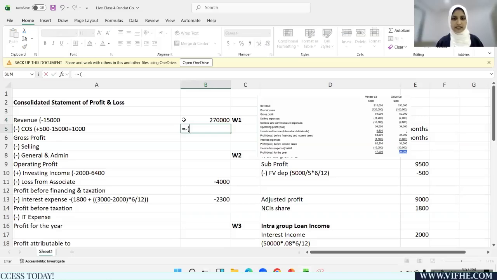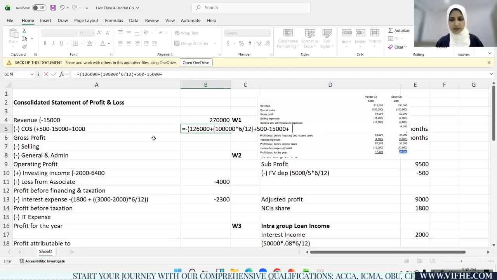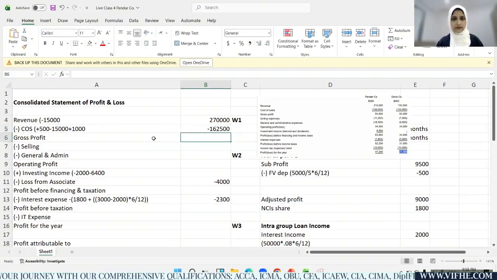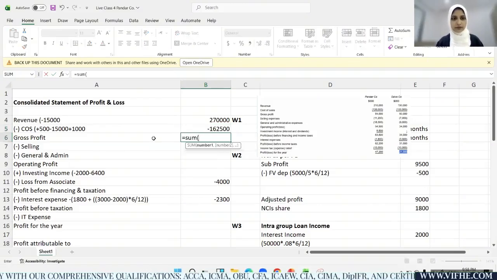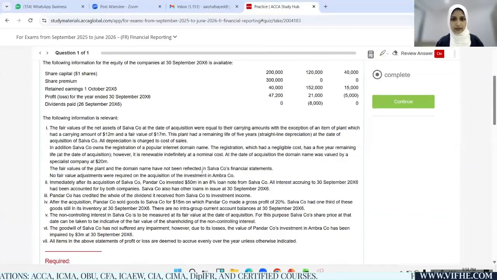Okay. Then for cost of sales, negative sign outside the bracket. Take full of parent 126,000. Subsidiaries, again, open a new bracket, 100,000 into 6 by 12. Then you have a plus 500 as an adjustment, minus 15,000 as an adjustment, plus 1,000 as an adjustment. So you have closed the bracket. So you have 162,500. So you have a gross profit of 107,500. We can quickly have a look if that's correct or if you have made any error.